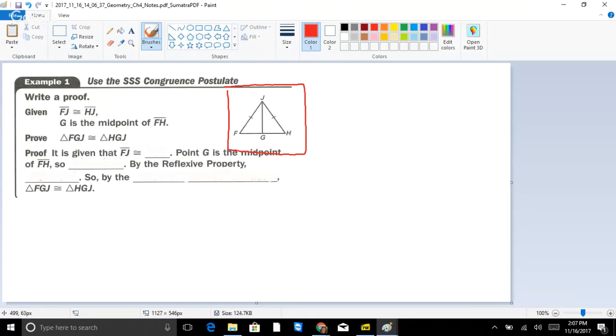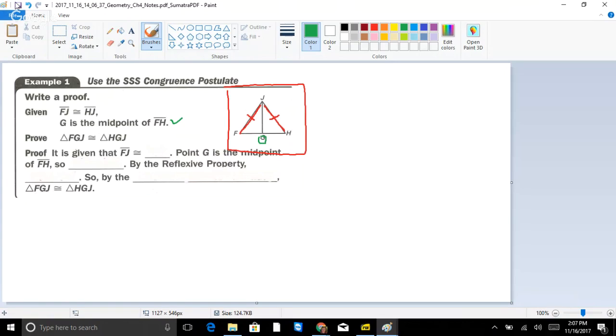And FJ, this side, is congruent to HJ, which has been marked as congruent on our picture already. Okay, the second piece of information that we're given is right here, which is that G is the midpoint. G is the midpoint of FH.